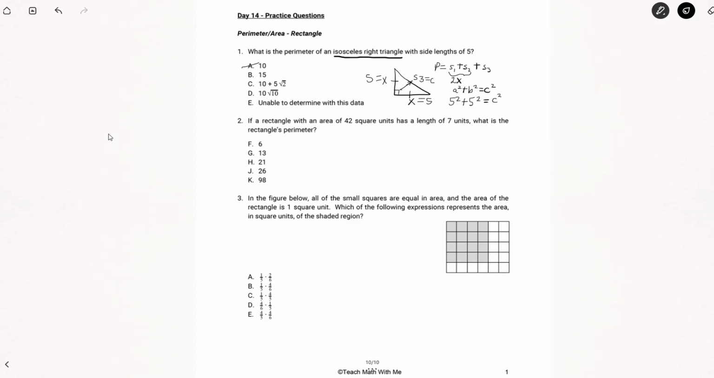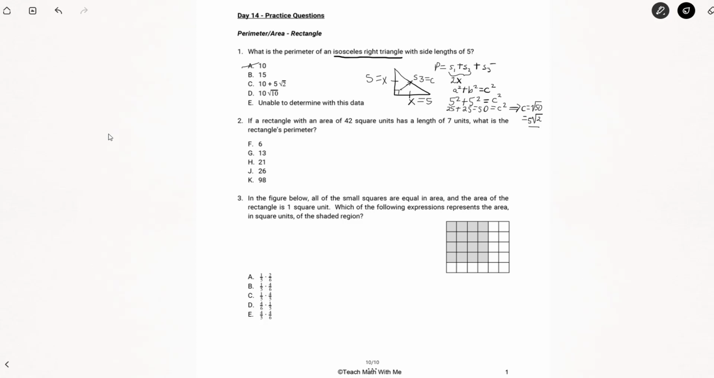So we have 25 plus 25, which is equal to 50. That is equal to c squared, but we need to know what c is, so we're going to take the square root. And so the square root of 50, we can simplify that into 5 root 2 because it's 25 times 2 under the radical, bring the 5 out. So we have c is equal to 5 root 2.